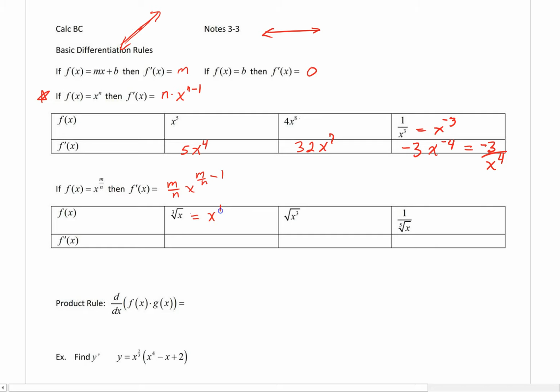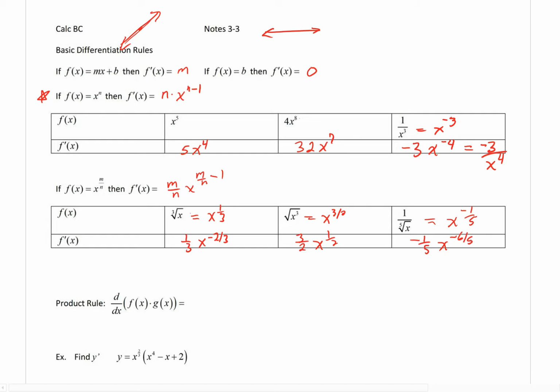So we have x to the 1/3. We'd say this is 1/3 x to the, when you subtract a 1, you'd be at negative 2/3. Here we'd have x to the 3/2, wouldn't we? So we'd drop down a 3 over 2, and subtracting 1 from 3 over 2 would leave you with 1/2. This really is x to the negative 1/5, I hope you're familiar with. So you'd get negative 1/5 x to the, well, when you subtract a 1, you'd get negative 6/5.